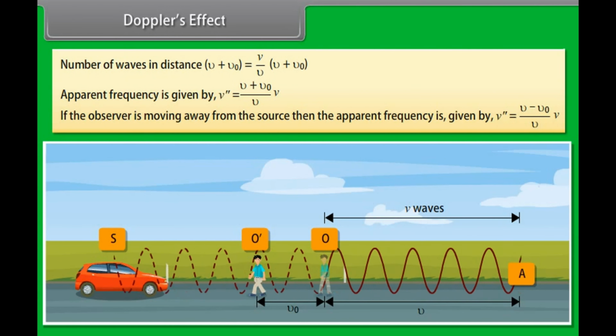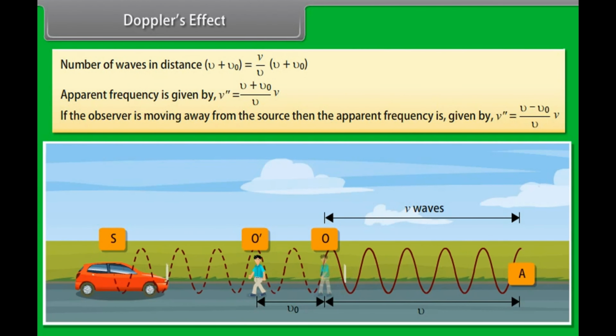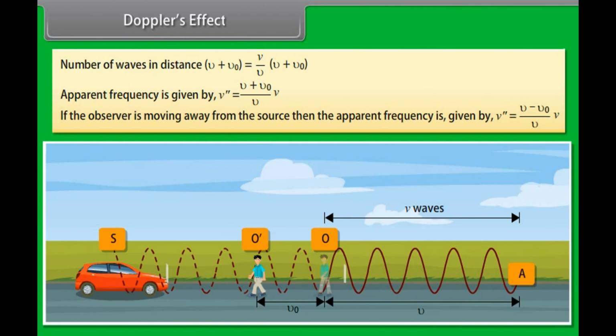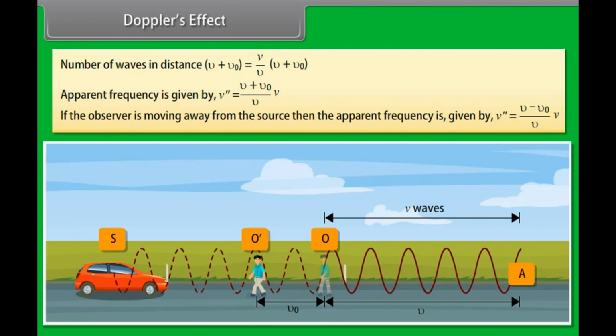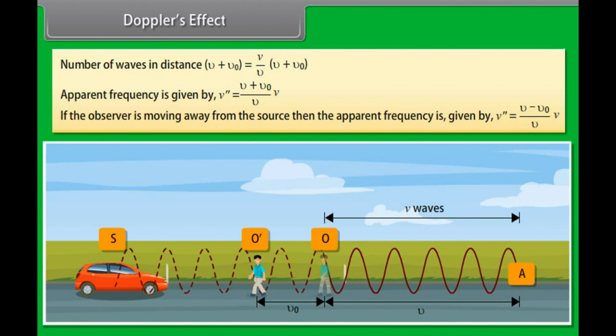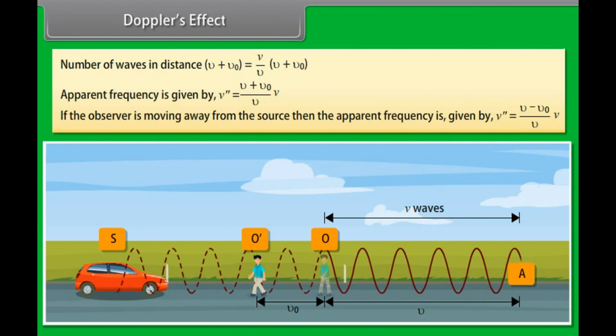If the observer is moving away from the source, then the apparent frequency is given by nu double dash is equal to v minus v0 upon v multiplied by nu.